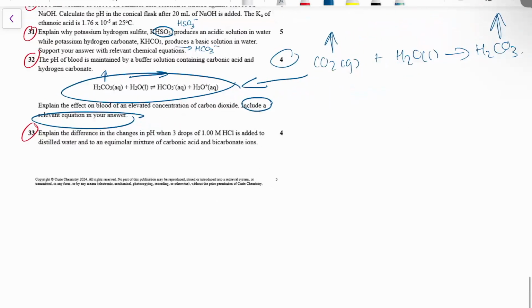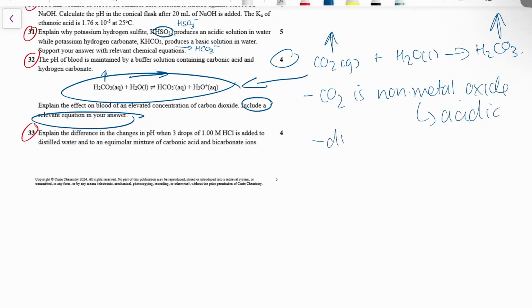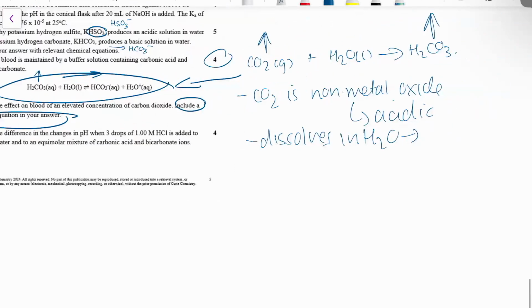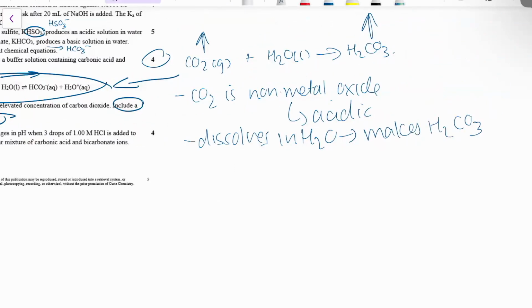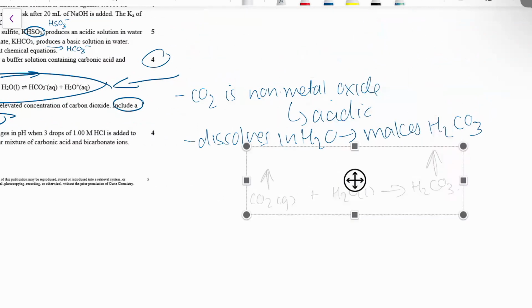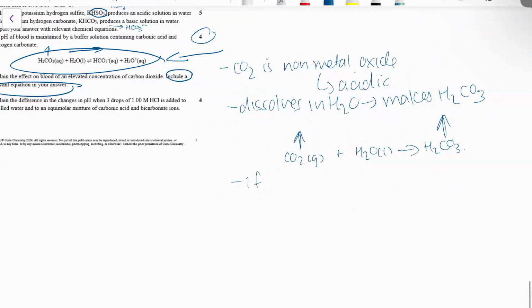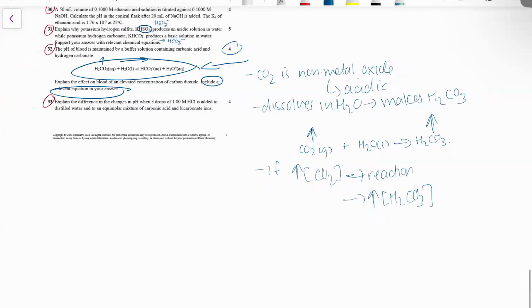Okay. So CO2 is a non-metal oxide. Non-metal oxides are acidic. When it dissolves in water, it makes H2CO3, and this is where your equation comes in. So if the concentration of CO2 is higher, then the reaction occurs and the concentration of H2CO3 is also higher. And then this is where you can start applying LCP.